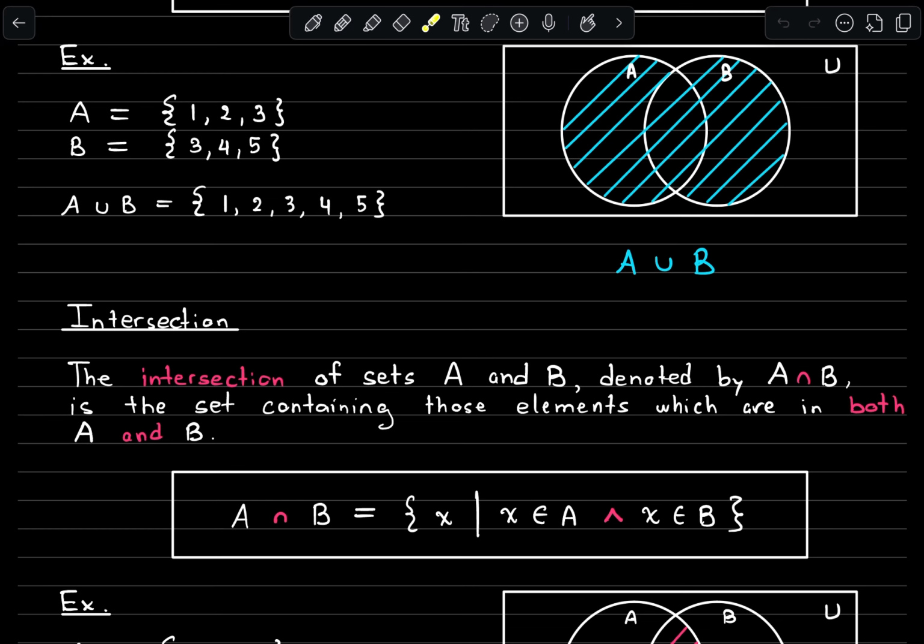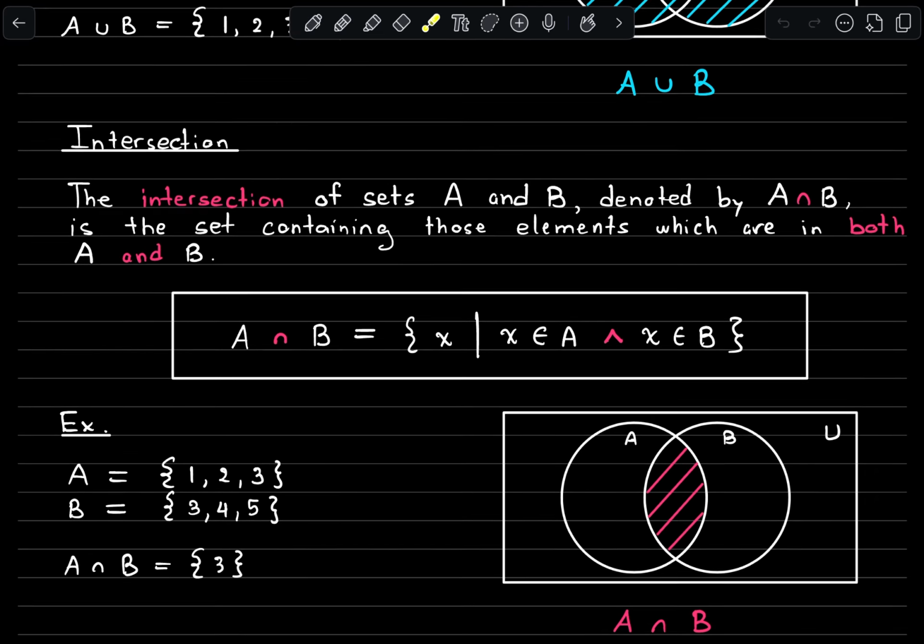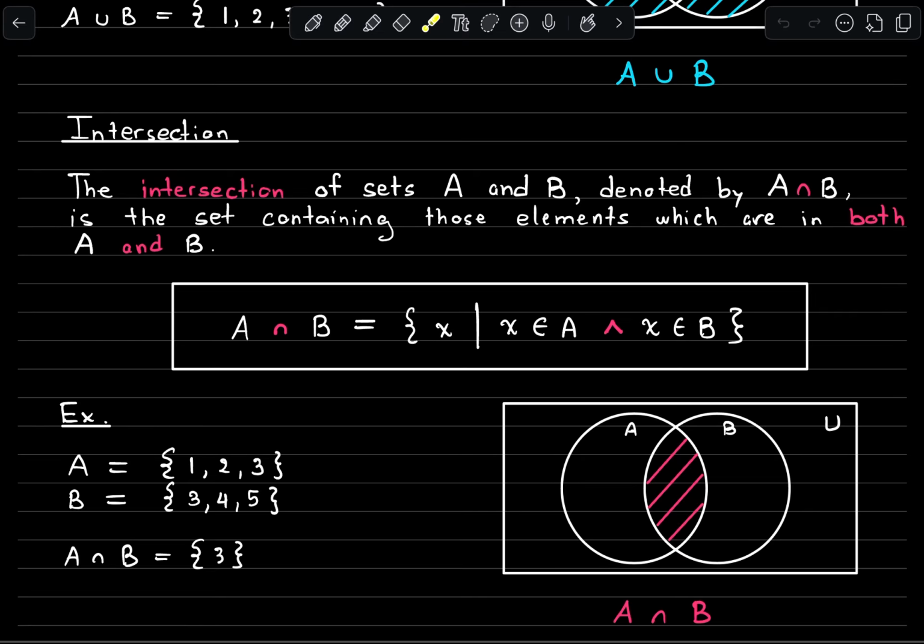Next, we've got the intersection. This is the other big operation regarding sets. The intersection of sets A and B, denoted by A with this little N looking symbol, B, is the set containing those elements which are in both A and B simultaneously. For our definition with set builder notation, it's the set of all x such that x is within A and x is in B. So this is our set theory equivalent of the conjunction. Union was or, intersection is and.